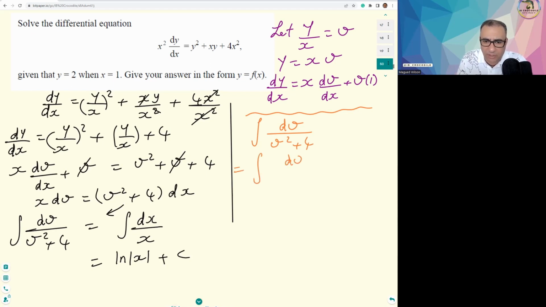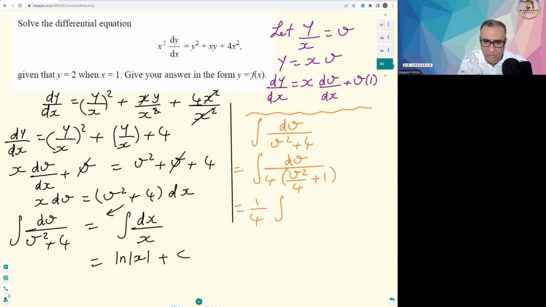So I will keep dv up here. I will take 4 as a common factor from the denominator and open a bracket. Now v squared is going to be v squared over 4, plus 4 over 4 is 1. So now I have 1. And then this 1 over 4 is a multiplied constant, so take it out. Any constant in the integration, my tip here, take it out. So I have 1 over 4, just to minimize the confusion.